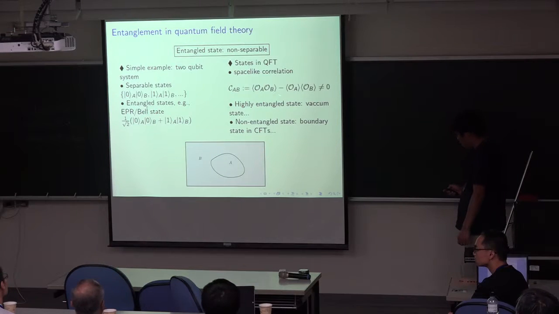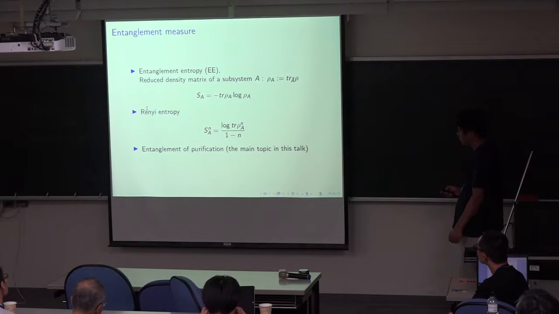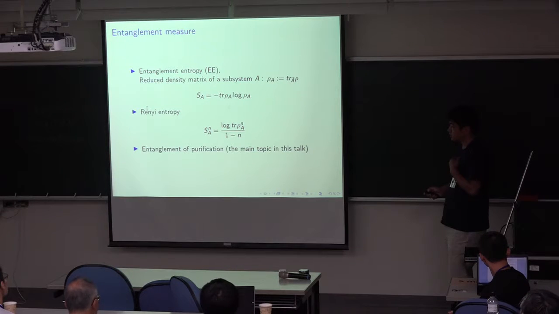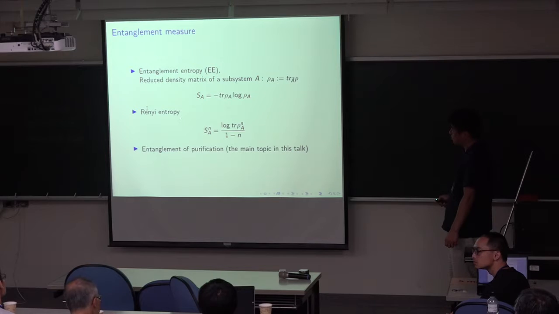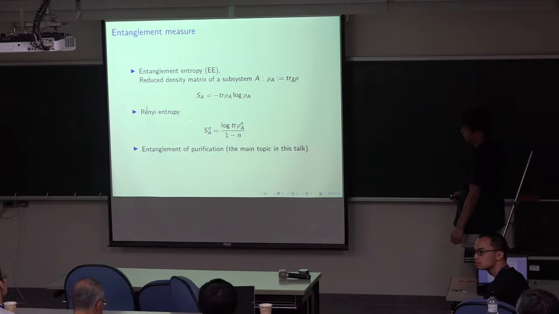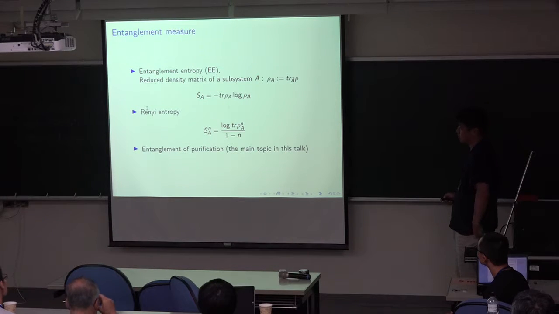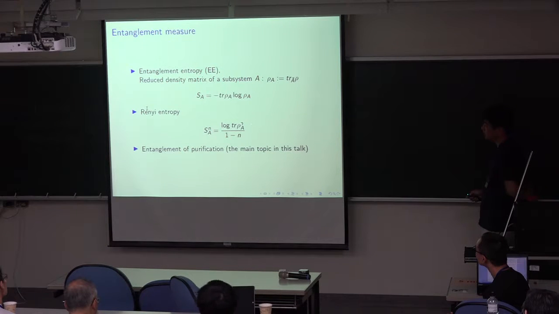I say that the vacuum is highly entangled because the vacuum state in quantum field theory satisfies the area law of the entanglement entropy, and it diverges with the UV cutoff. We can also generalize the entanglement entropy to something called Renyi entropy with some parameter n, and this generalization can use the replica trick to detect the entanglement entropy. You can take the n to 1 limit, and you get the entanglement entropy from the Renyi entropy.